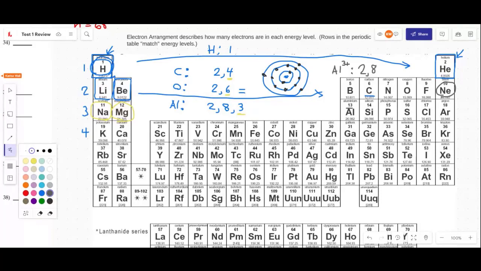Does that make sense? Yeah, that's going deep right now. It's going a little deeper, but yeah.